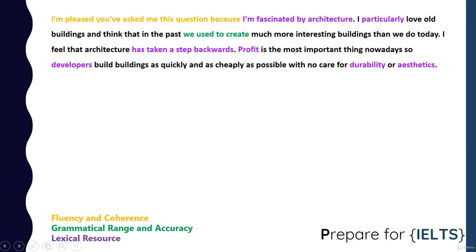I'm pleased you've asked me this question because I'm fascinated by architecture. I particularly love old buildings and think that in the past we used to create much more interesting buildings than we do today. I feel that architecture has taken a step backwards. Profit is the most important thing nowadays, so developers build buildings as quickly and as cheaply as possible, with no care for durability or aesthetics.